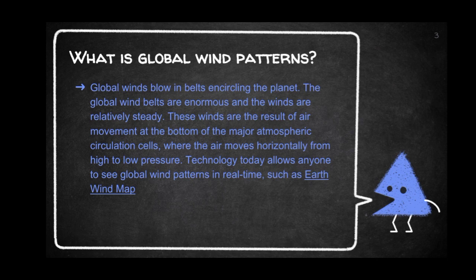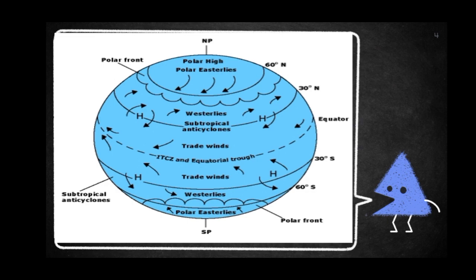Technology today allows anyone to see global wind patterns in real time, such as Earth wind map. The picture provided on the next slide shows the global wind belts that are present in the Northern Hemisphere and where they are measured in degrees.